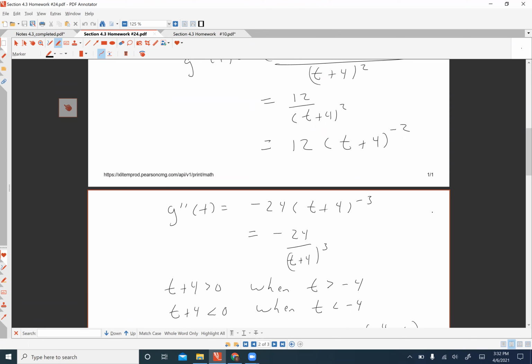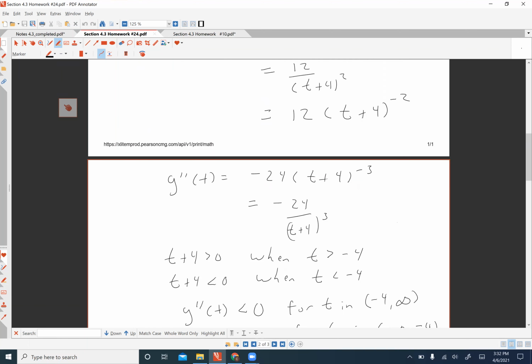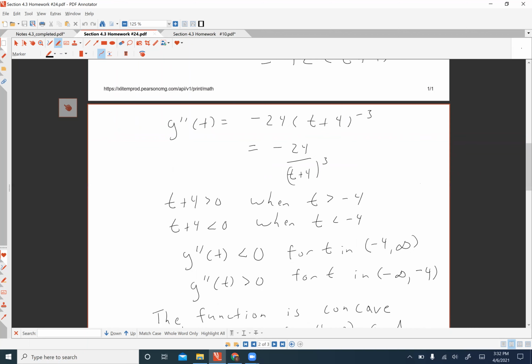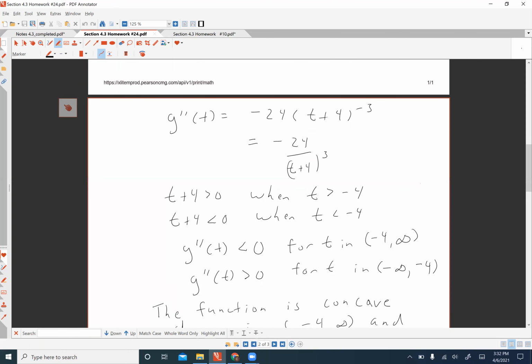Well, the numerator is always negative. If you cube a negative number, you get negative, right? Negative over negative is positive, and negative over positive is negative. It turns out there are actually no points of inflection. There's no point where we get 0. So t plus 4 is positive when t is greater than -4, and negative over positive is negative.